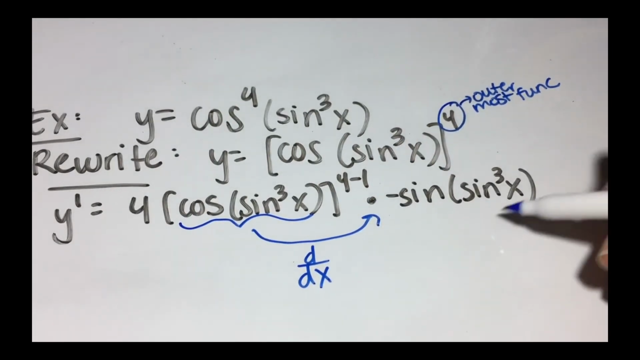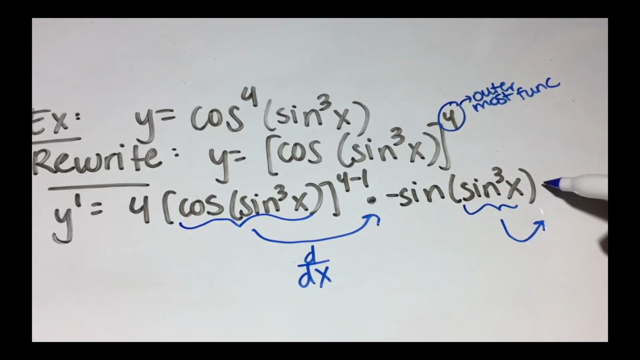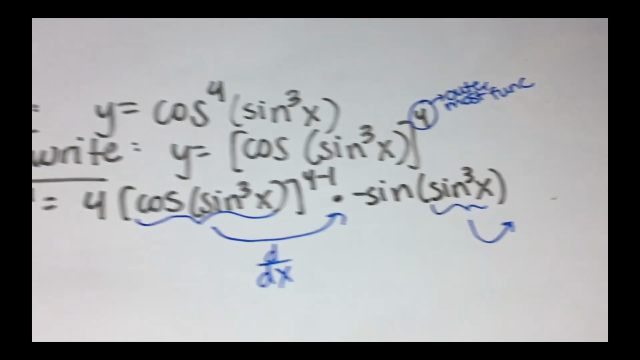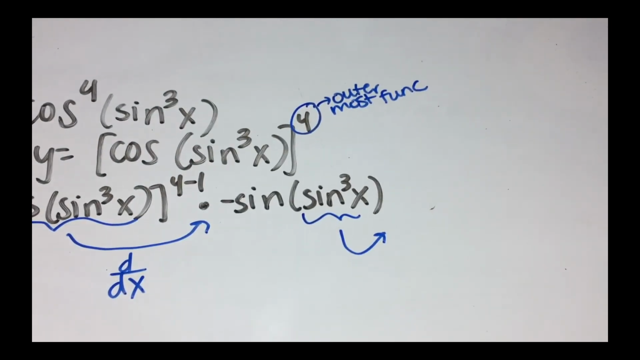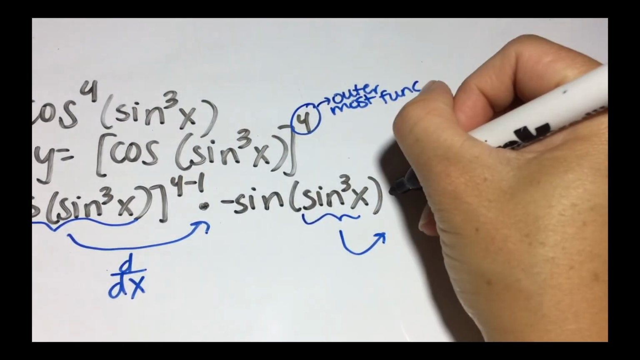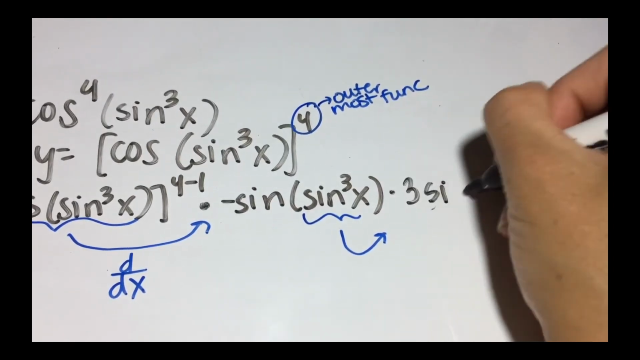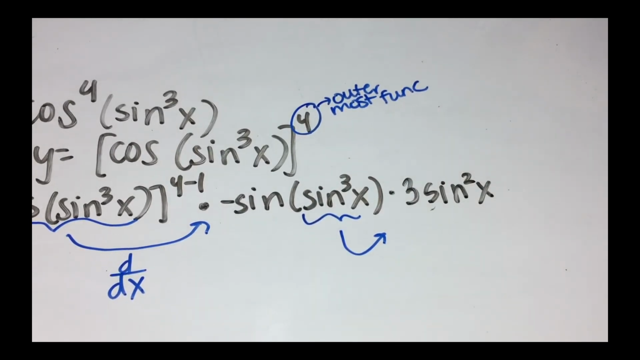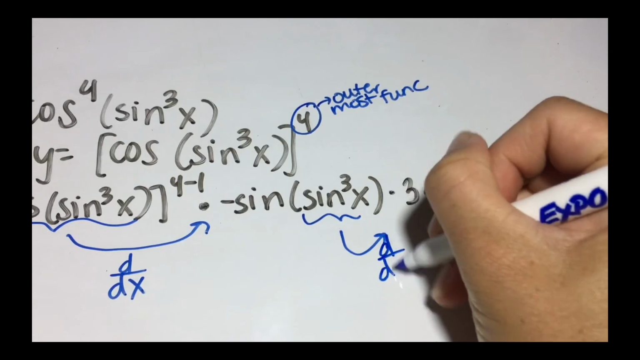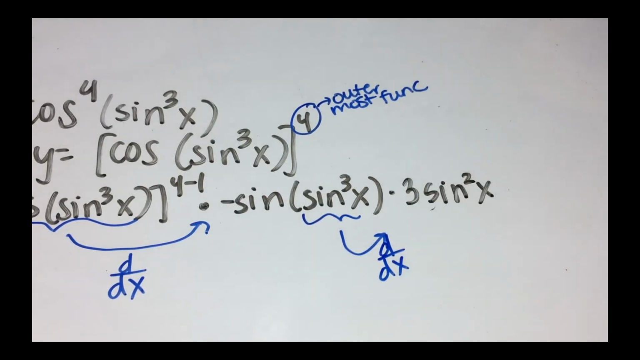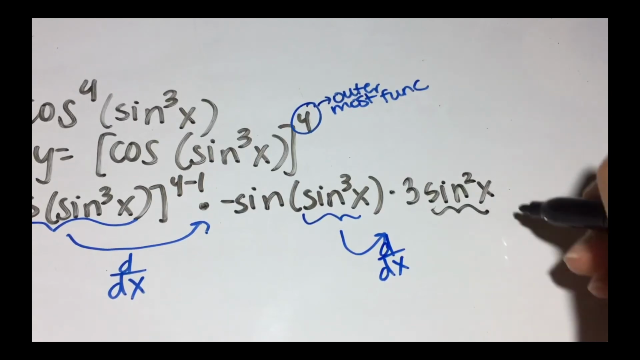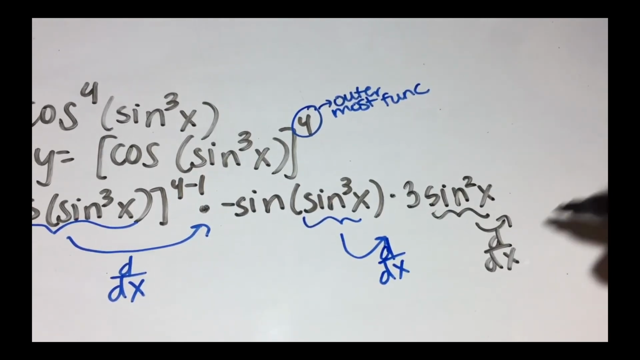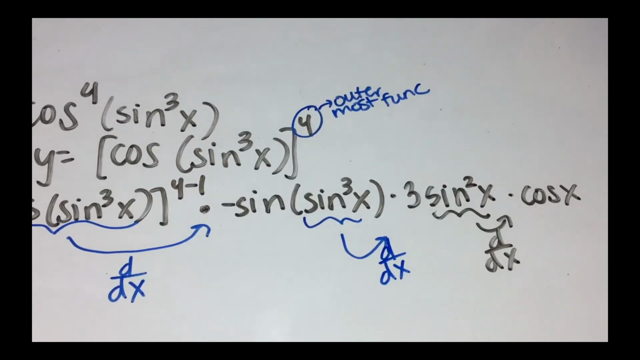So the next most inner function was our cosine of sine cubed x. And now our next inner function is going to be sine cubed x, so we need to find the derivative of that. And the derivative of that is going to be 3 times sine squared x, because we'll be applying the power rule to it. And then finally, we want the derivative of our sine x term, which will be cosine x.